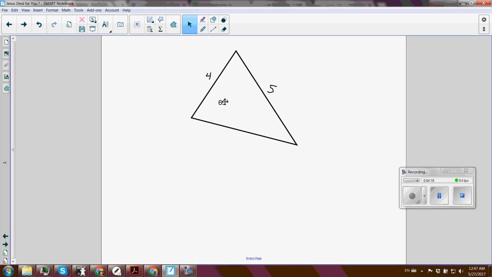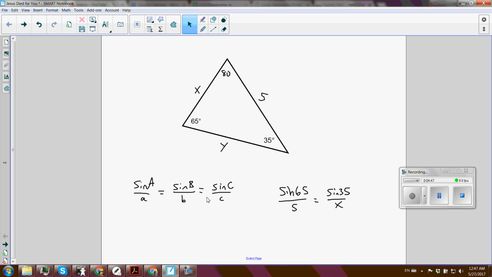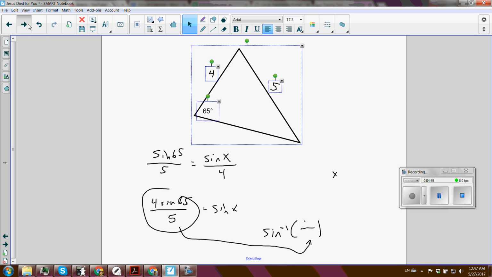Okay, so the triangle that I had before, I'm going to move, let's say the 65-degree angle is up here. I can no longer use the law of sines because I do not have one of the ratios complete. I know this angle, but I don't know the side across from it. I know this side, but I don't know the angle across from it. And I know this side, but I don't know the angle across from it. You have to be able to complete one of the ratios in order to use the law of sines.